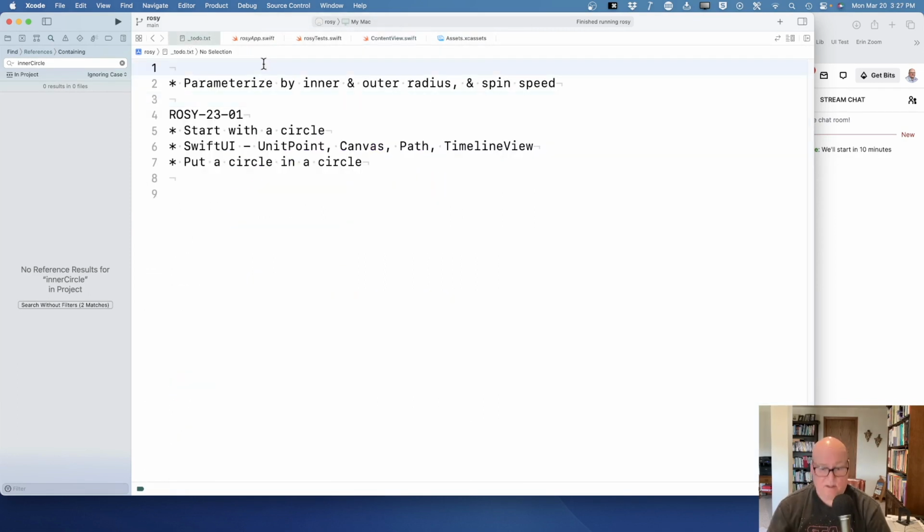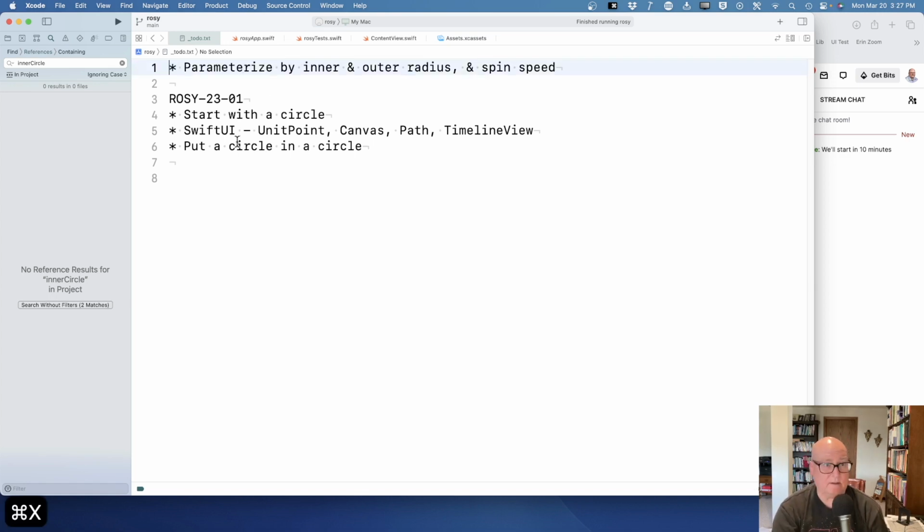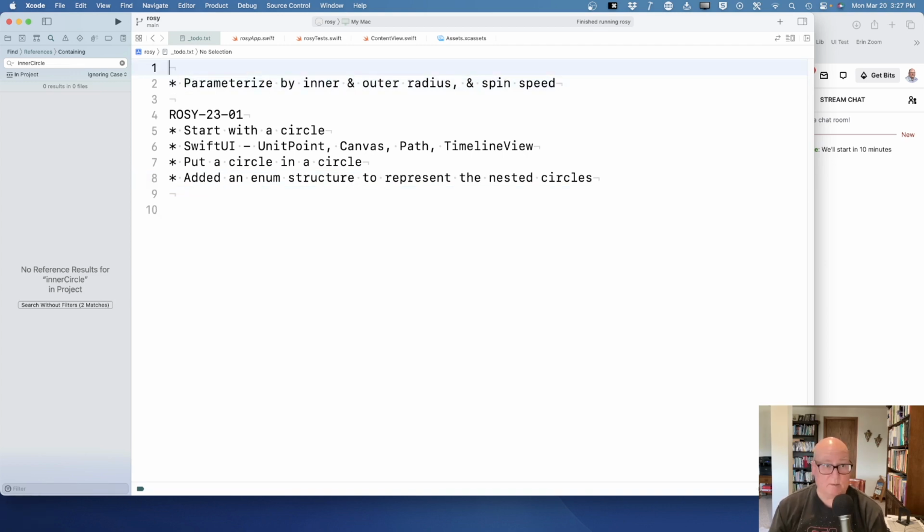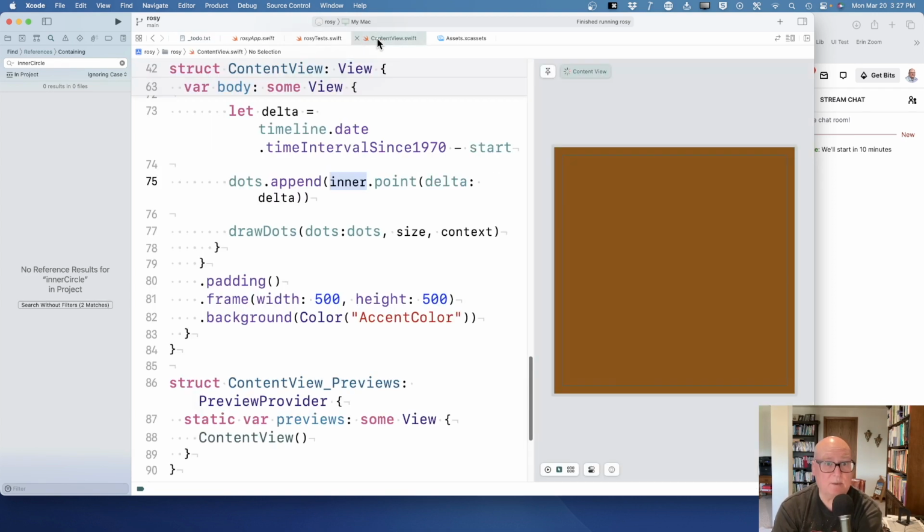All right. So what we did was we added an enum structure to represent the nested circles. Okay. That's fine. I still haven't parameterized. But what I want to do is pass in the cycle to the view. Okay, so I'm starting to break up the view a little more, make it a little more realistic, I guess. But I think that's a good place to pick up tomorrow.